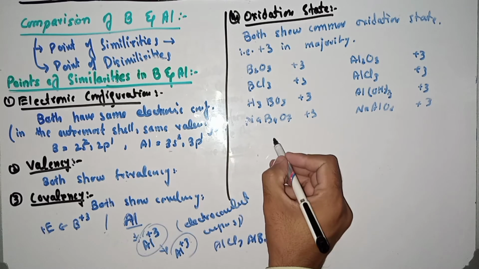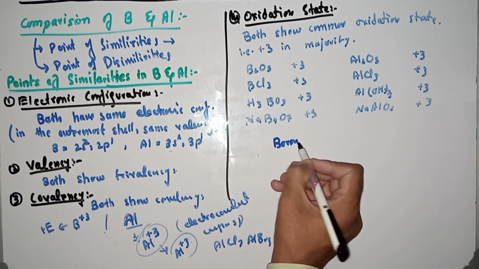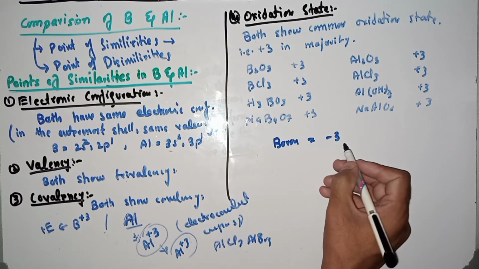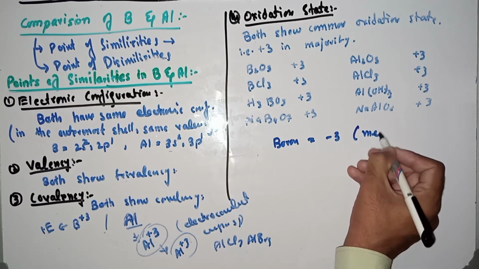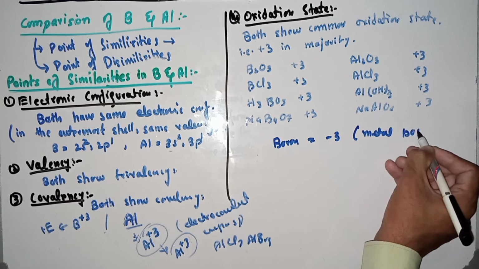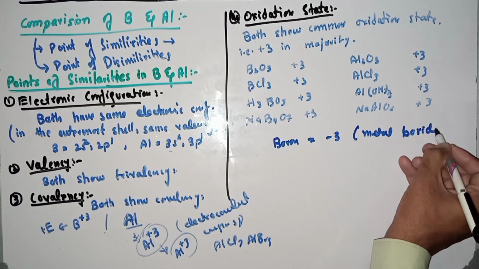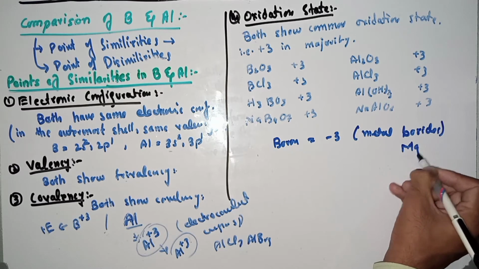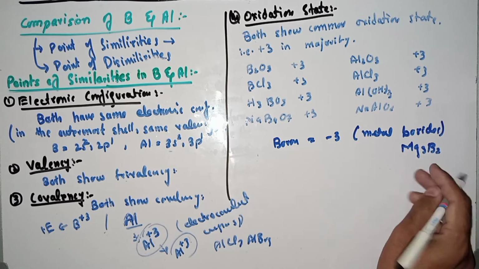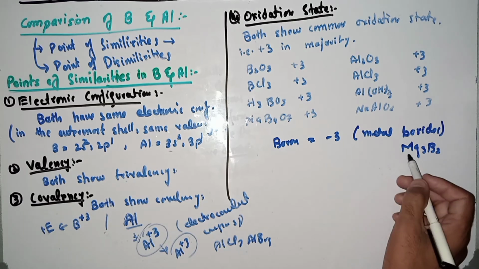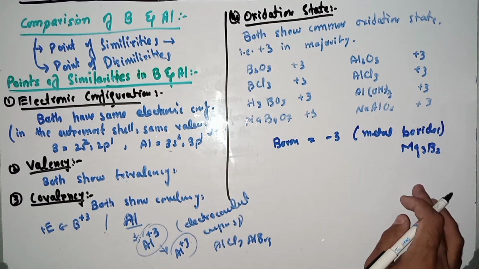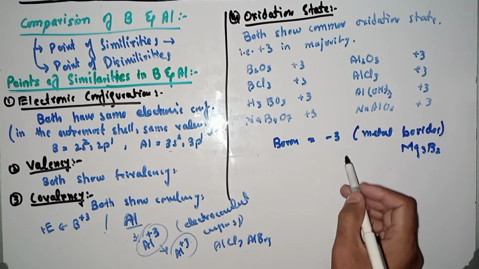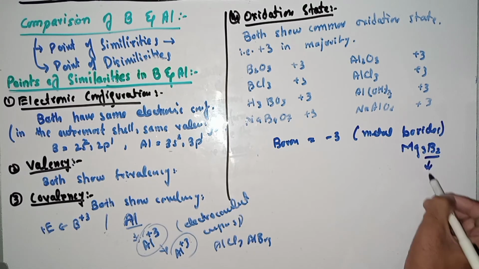However, boron shows an oxidation state of minus 3, but only in the case of metal borides. For example, Mg3B2, that is magnesium boride, is called a metal boride because magnesium is a metal. The oxidation state of boron in this case is minus 3.